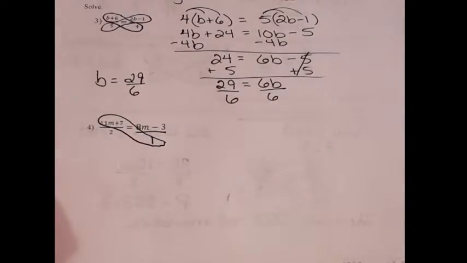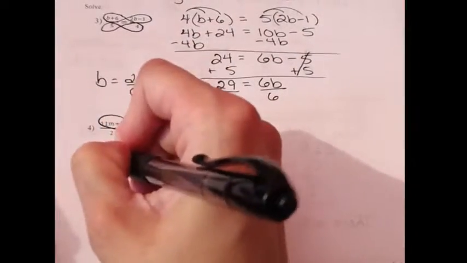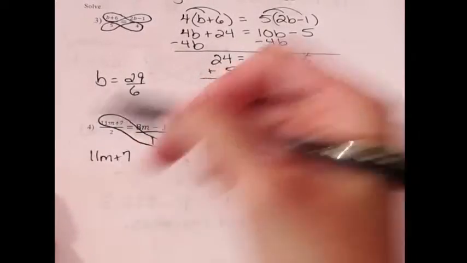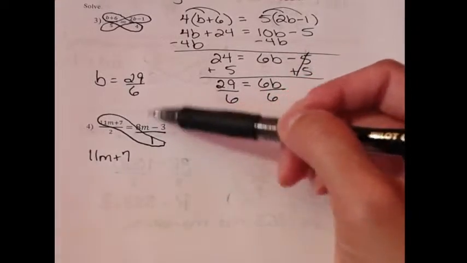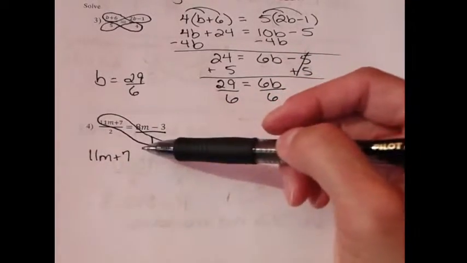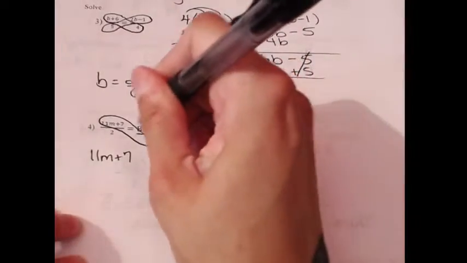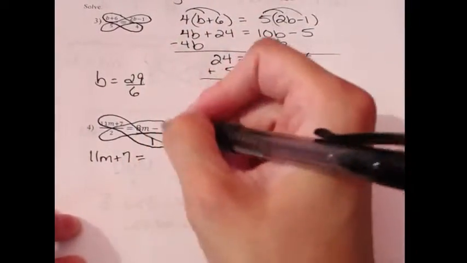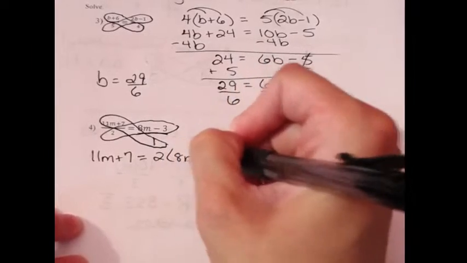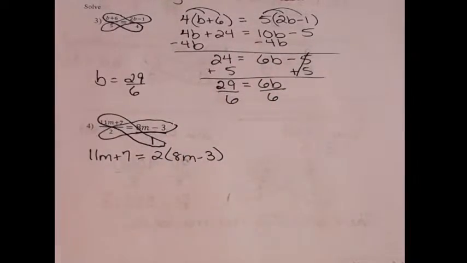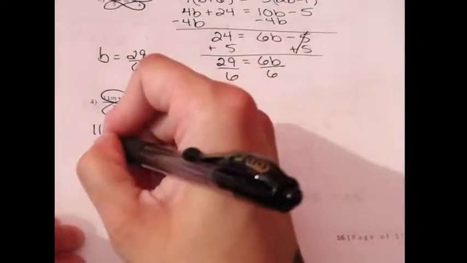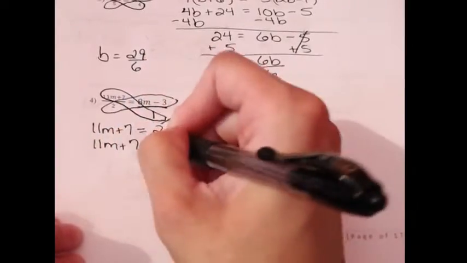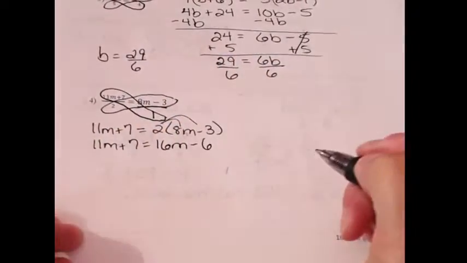So we have 11m plus 7 times 1, which is simply 11m plus 7. I would write parentheses 1 in there, but I want you to just be critical as you move through this. 11m plus 7 times 1 stays 11m plus 7. Don't overthink it. Next, we have our 2 times 8m minus 3. 8m minus 3 is the pair of terms. They get packaged in parentheses, so keep them together. At this point, we are going to distribute. We have 11m plus 7 is equal to 16m minus 6.